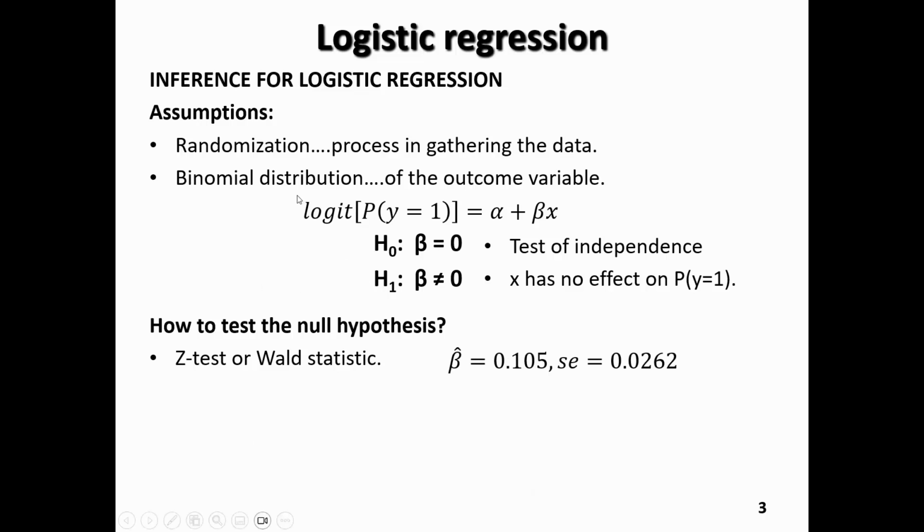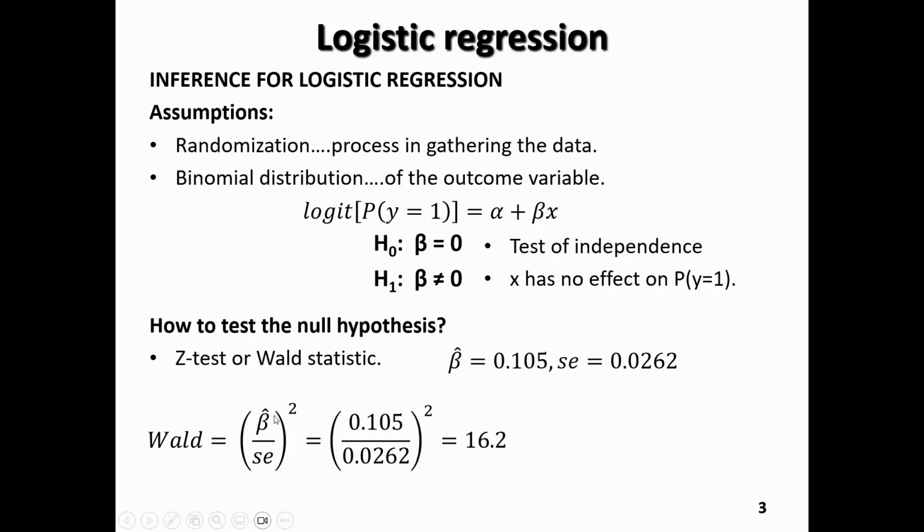The second statistic, which I'll briefly cover on slide number 3, is the Wald statistic. The Wald statistic is simply the square of the z statistic we calculated on slide number 2. So here we have the same value of 0.105, which is the beta value obtained from the data, divided by its respective standard error. We then take the square of that value, which would be 16.2.